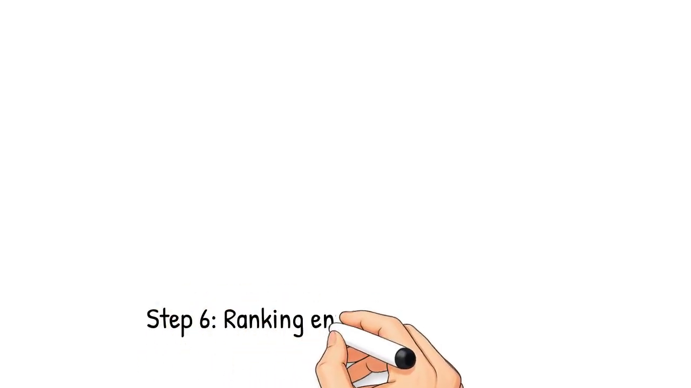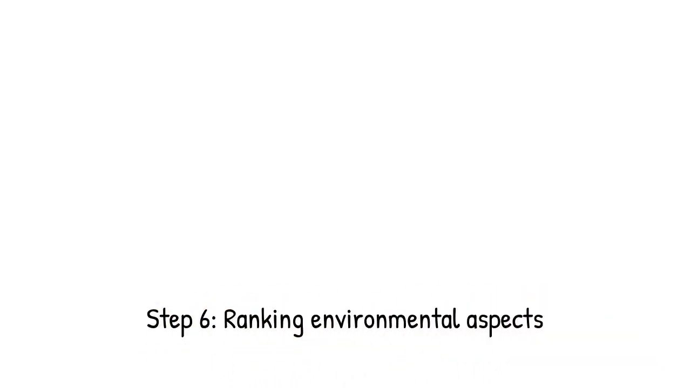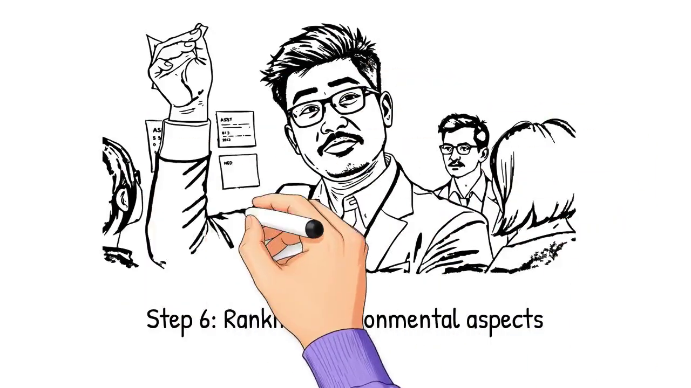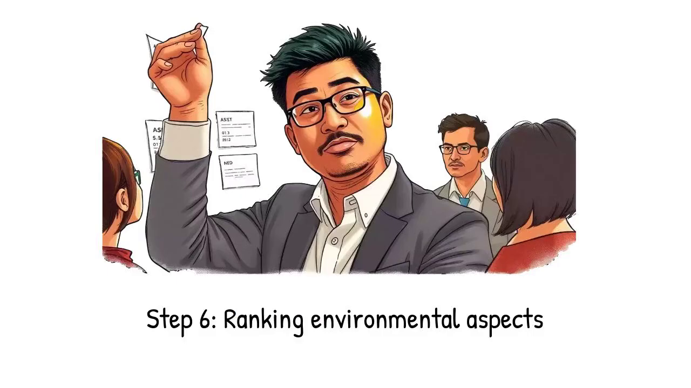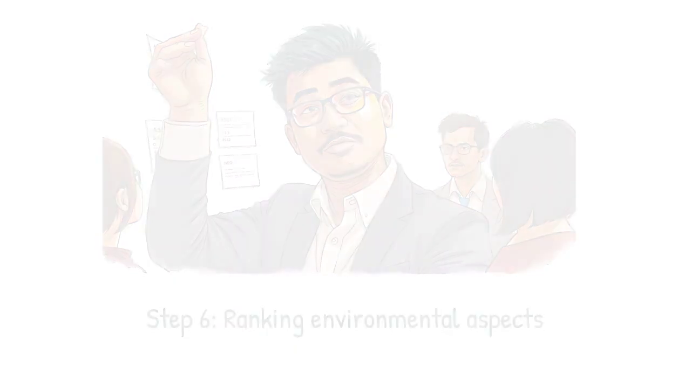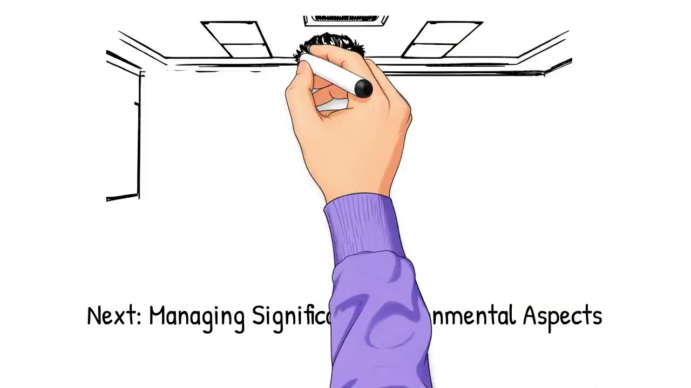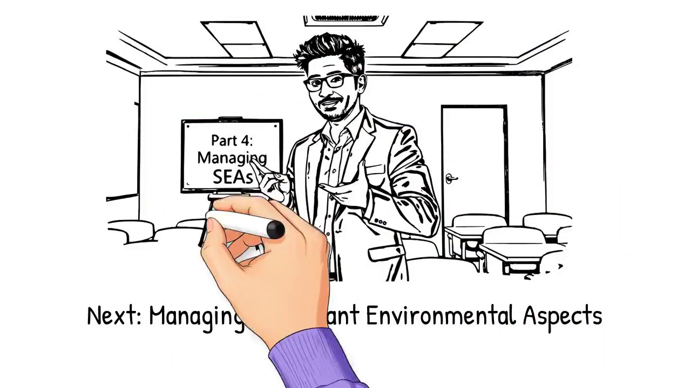The sixth step is ranking. Once you score all aspects, rank them from highest to lowest. The top items are your significant environmental aspects. These require controls, monitoring, objectives, and improvement plans. In Part 4, we will learn how to manage SEAs and close this masterclass with a powerful outro.